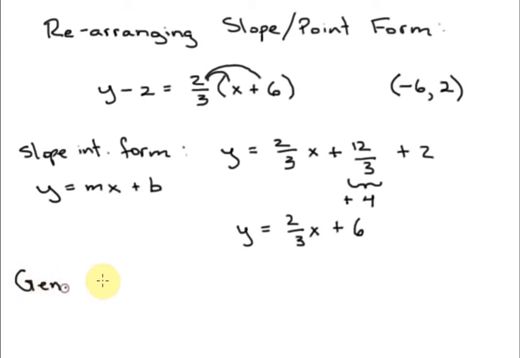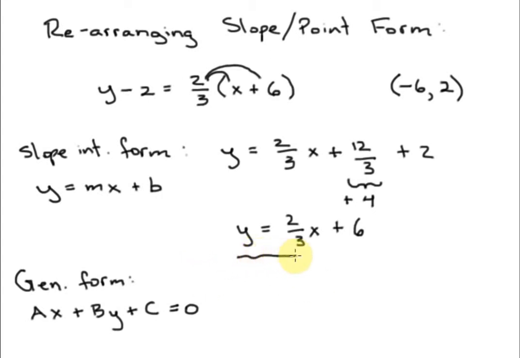Now general form looks like this. You have a number in front of x, and remember that number has to be positive, and then some number in front of y, could be negative, could be positive, and then plus or minus some other number equals 0. And remember, none of these numbers can be fractions. So if we were to keep going here and I want to put it in general form, what would I do?